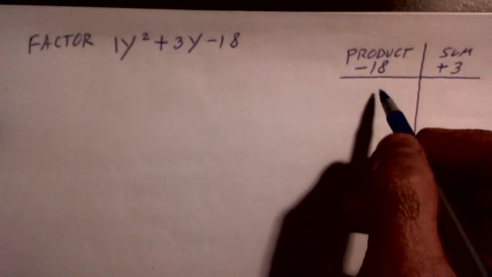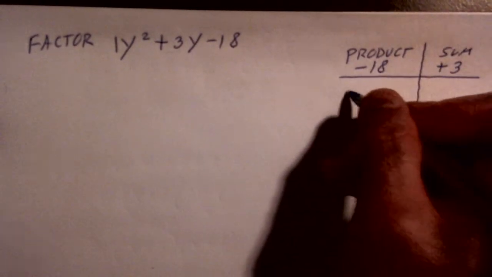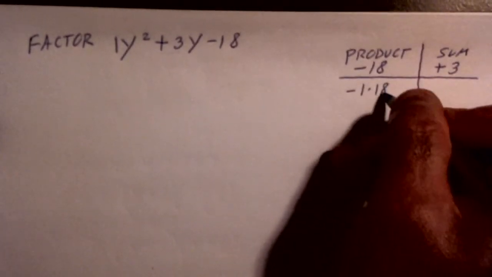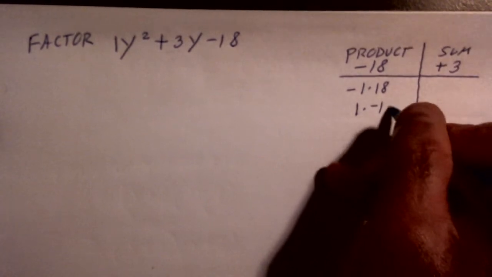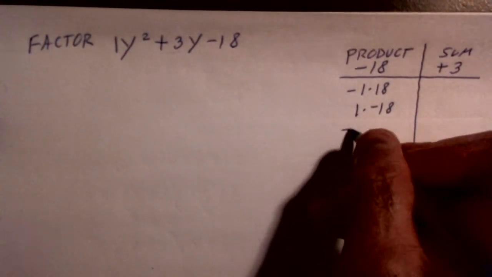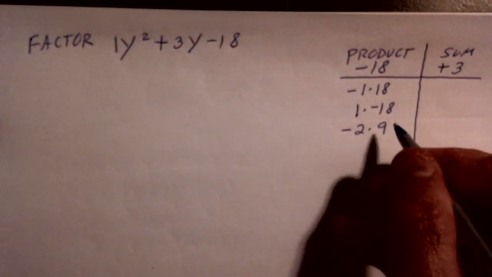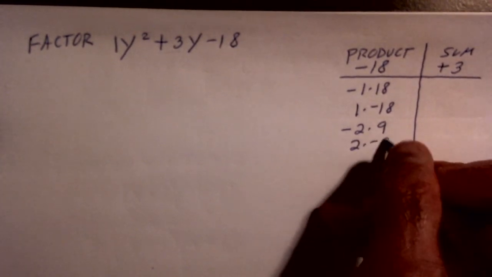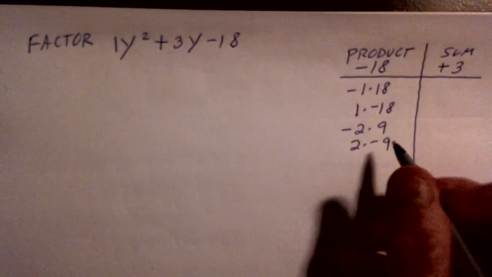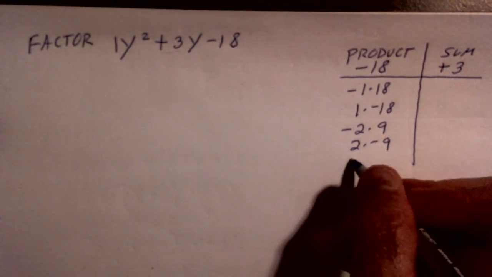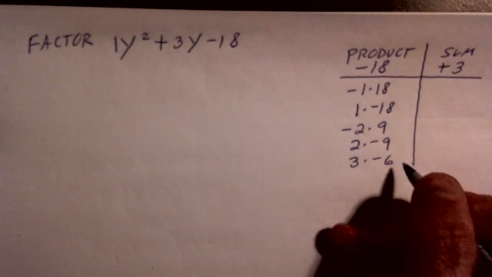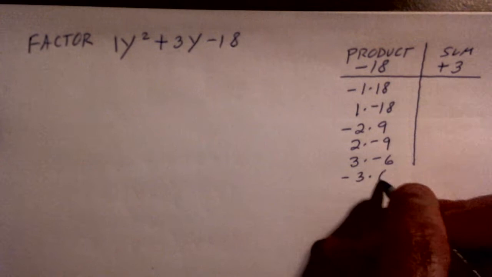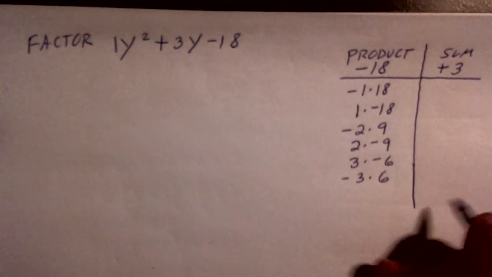So I'm going to start listing factors of negative 18. Negative 1 and 18 are factors of negative 18. Positive 1 and negative 18 are factors of negative 18. Negative 2 and 9 are factors of negative 18. 2 and negative 9, rather, are factors of negative 18. 3 and negative 6 are factors of negative 18, or negative 3 and positive 6 are factors of negative 18.